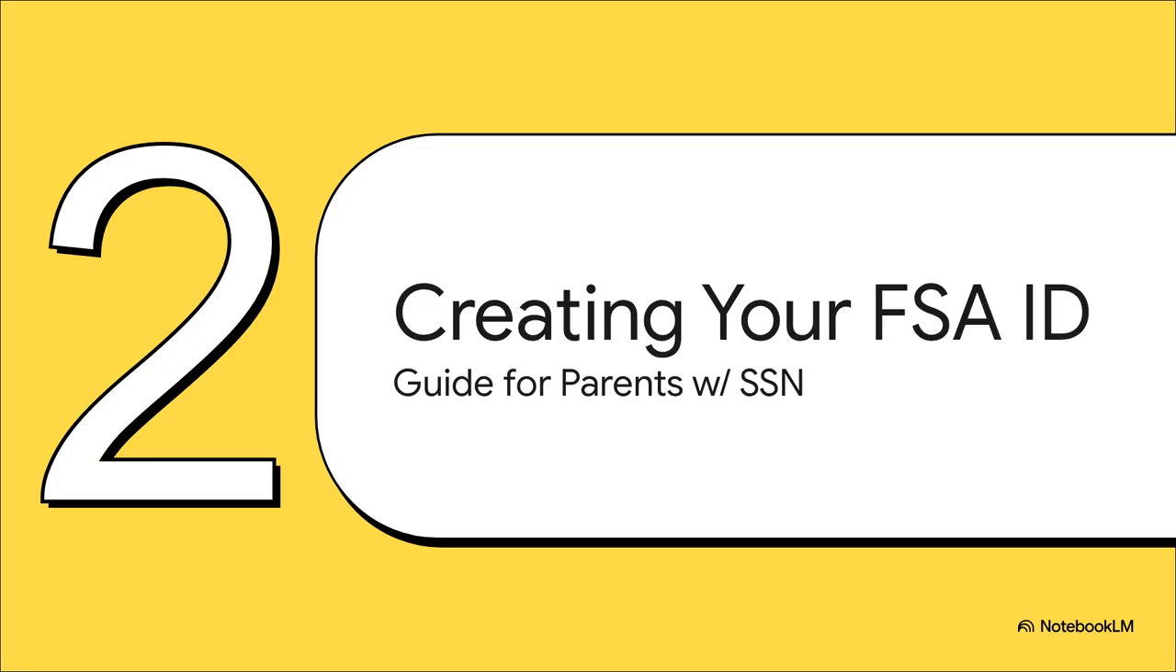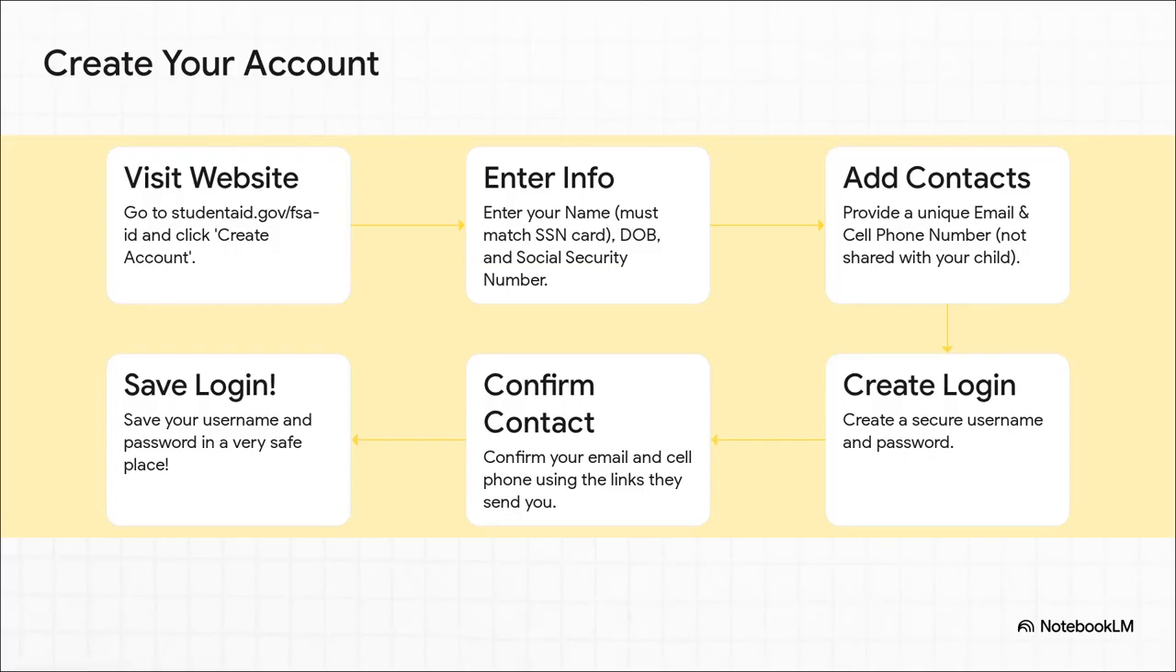We're going to start with a step-by-step guide for parents who have a Social Security number. First things first, you're going to head to studentaid.gov/FSAID and hit Create Account. You'll put in your personal info, but here's a super important tip. Your name has to match your Social Security card perfectly. Then you'll put in that unique email and cell number we just talked about, create a good, secure username and password, and then you've got to confirm your contact info using the links they send you. Don't skip that last part. It's how you activate the account.